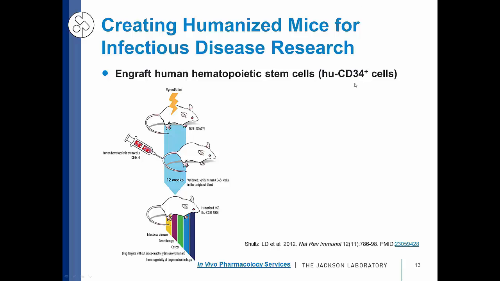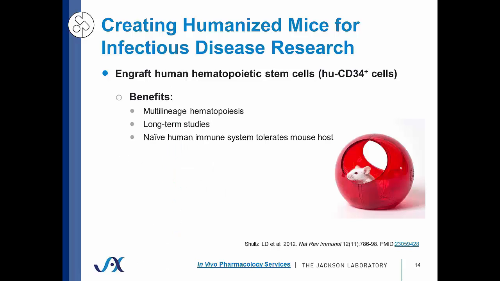And so some of the benefits for using this model is that it's capable of supporting multilineage hematopoiesis, and that's because the hematopoietic stem cells retain their stemness and are able to differentiate into all cells of the immune system. Also, these mice can be used for long-term studies, and that's due to the fact that a relatively naive human immune system that's implanted into this mouse tolerates the mouse host and doesn't recognize it as foreign.